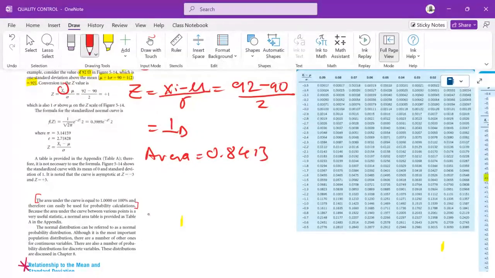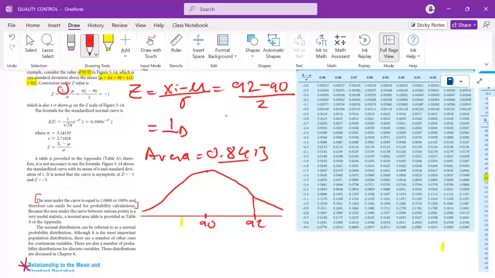Let me see if this feature works. Oh yeah, it does work. On my other class it didn't want to work. So this is 90, this is 92. You see that? Then I place a dot there so that I can use it as my reference point as I'm going up. Then I go down like that. Then that's my 2 there. So the value that we got, converted into percentage form, will look like 84.13.